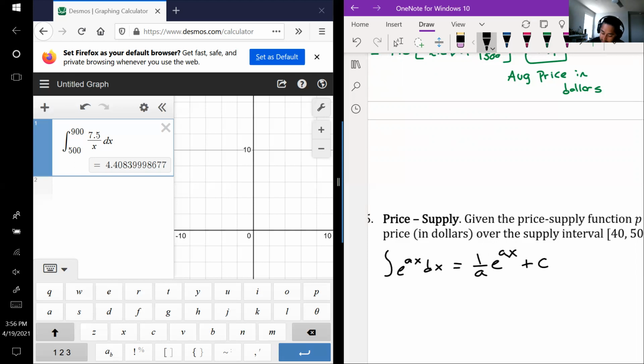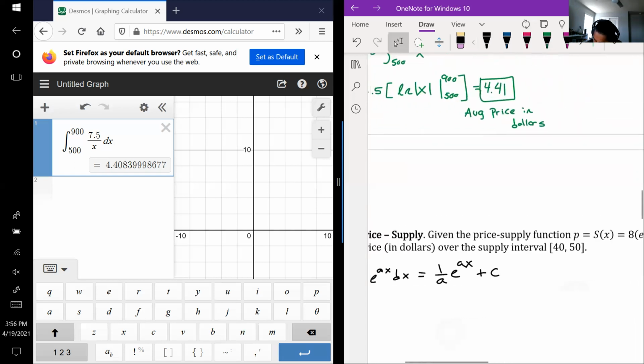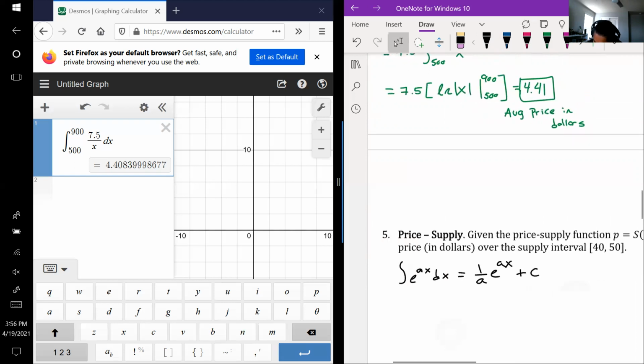So let's go ahead and get set up now. So 8 times e to the 0.05. Okay.